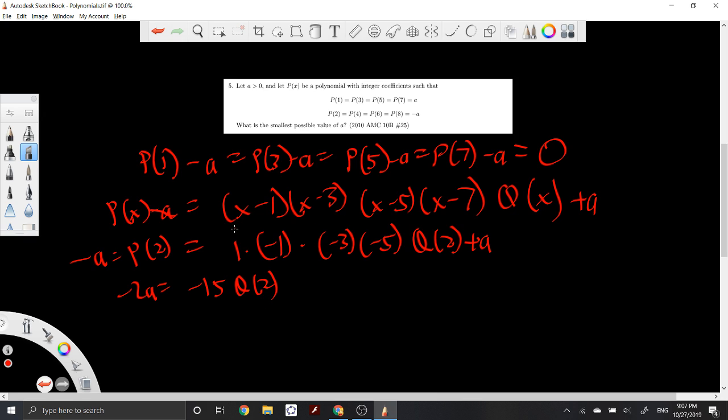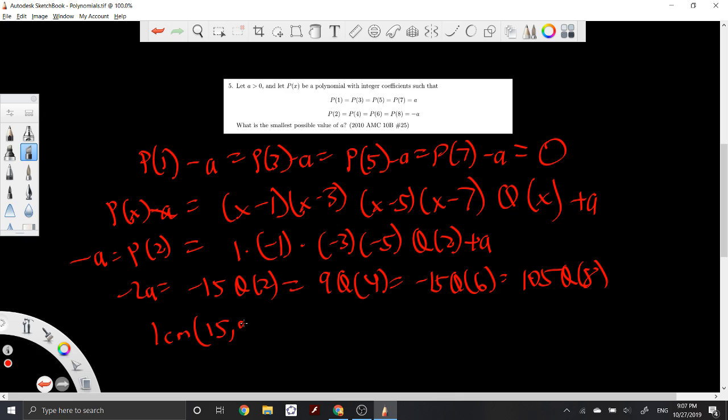If we do this exact same thing for 4, 6, and 8, we get that this is equal to 9 q of 4 equals negative 15 q of 6 equals 105 q of 8. And so we know that since everything here is an integer, because q is an integer polynomial, then 2a has to be multiples of 15, 9, 15, and 105. So since 2 and all of these are relatively prime, then we know that the least common multiple of 15, 9, 15, and 105 actually divides a, which means that 315 divides a, so to minimize a, we take 315.